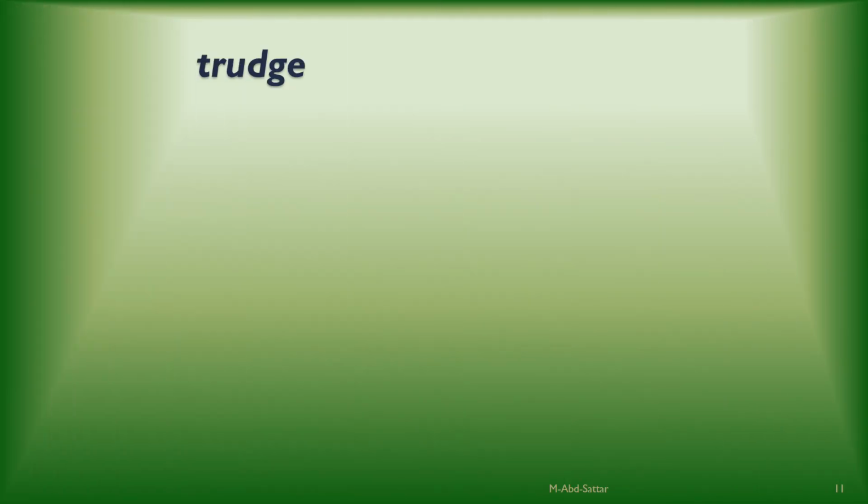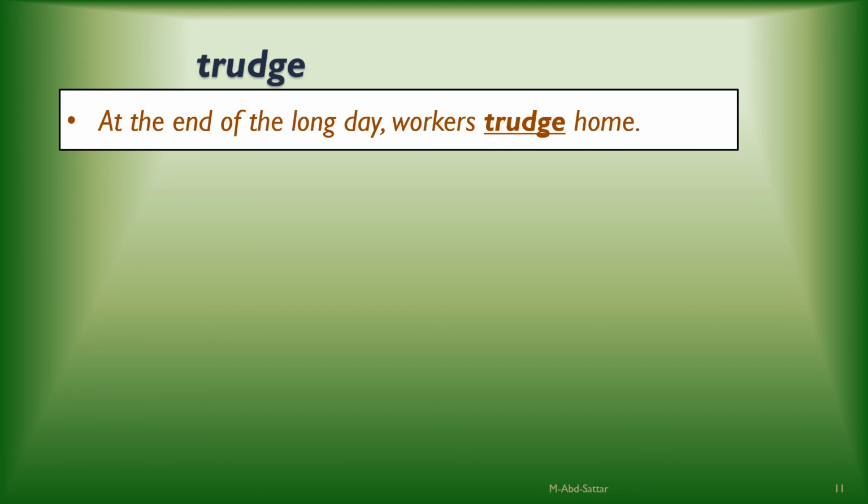Trudge. Another word that can be used as a noun and as a verb. Look at this example. It's a very easy word. At the end of the long day, workers trudge home. They walk back home. But what kind of walk is it after a long day of working? Yes, it is walking slowly. So trudge here means to walk slowly because you are tired.